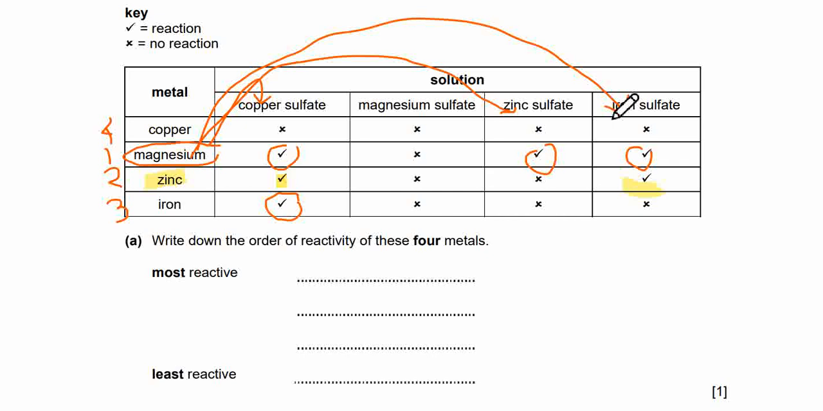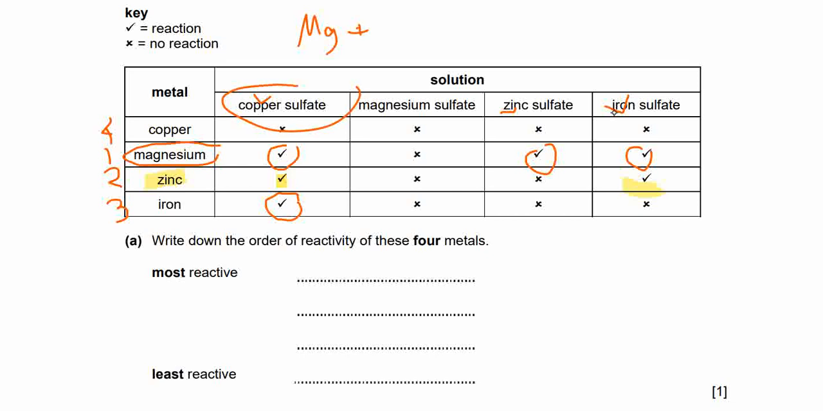So the reaction will be, if we explain in here, magnesium plus, if we use copper sulfate, it will displace copper from its solution. Now magnesium will pair up with sulfate. So that's what happens. So let's type down the answer.